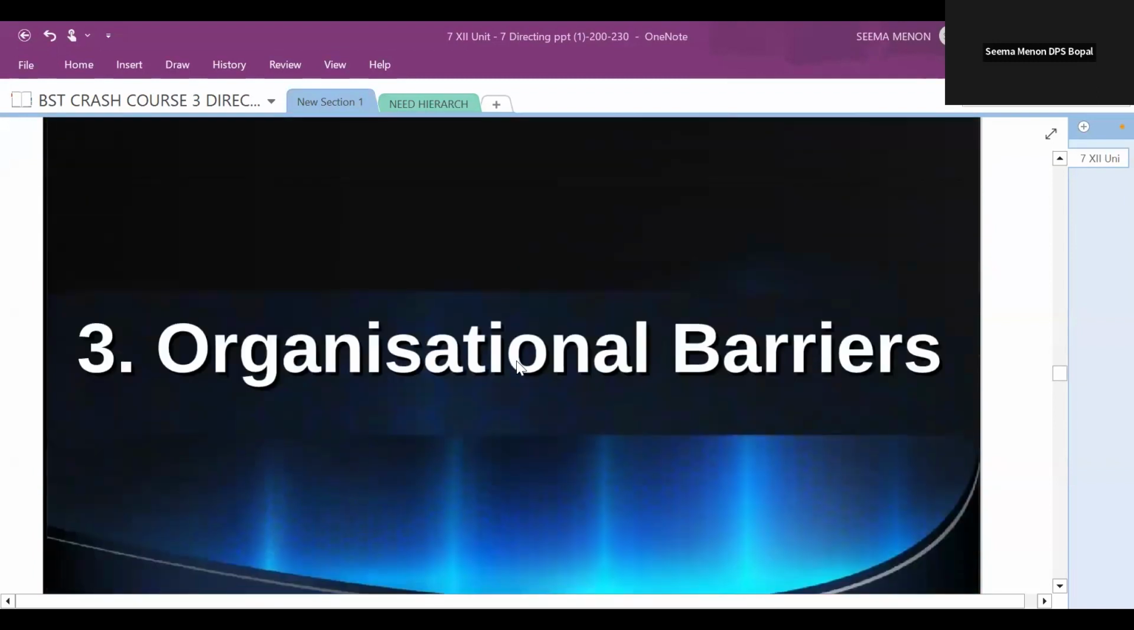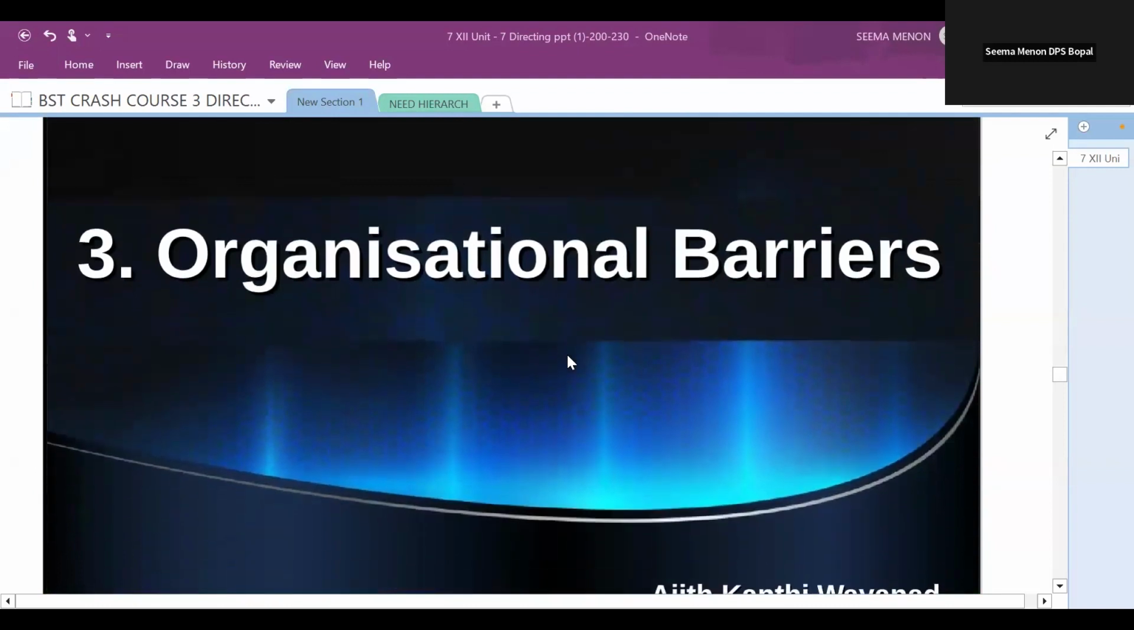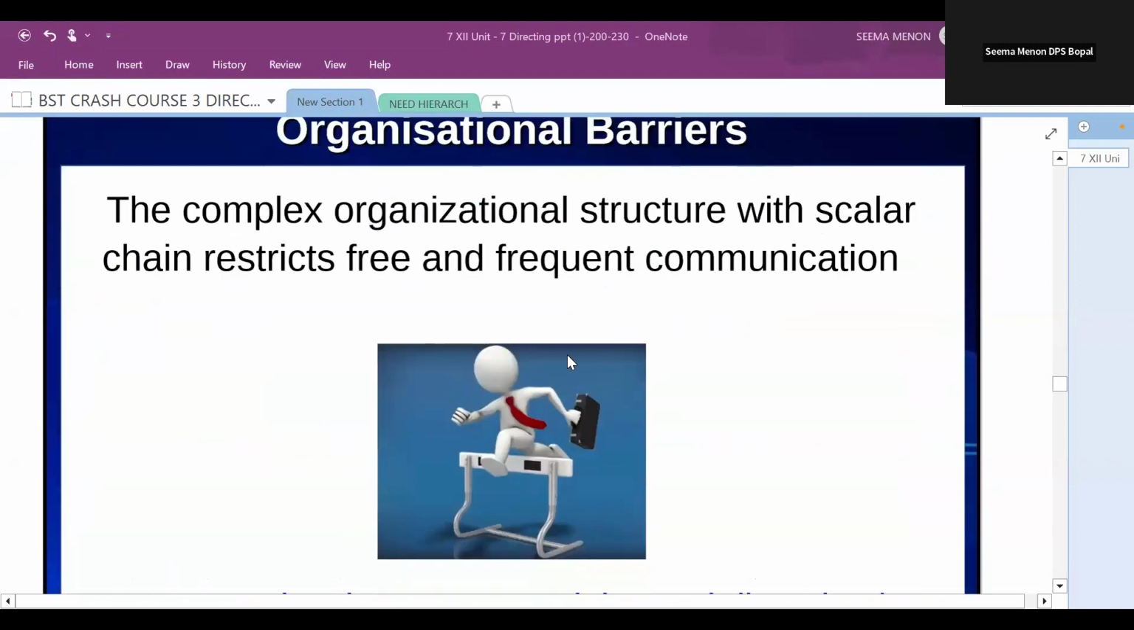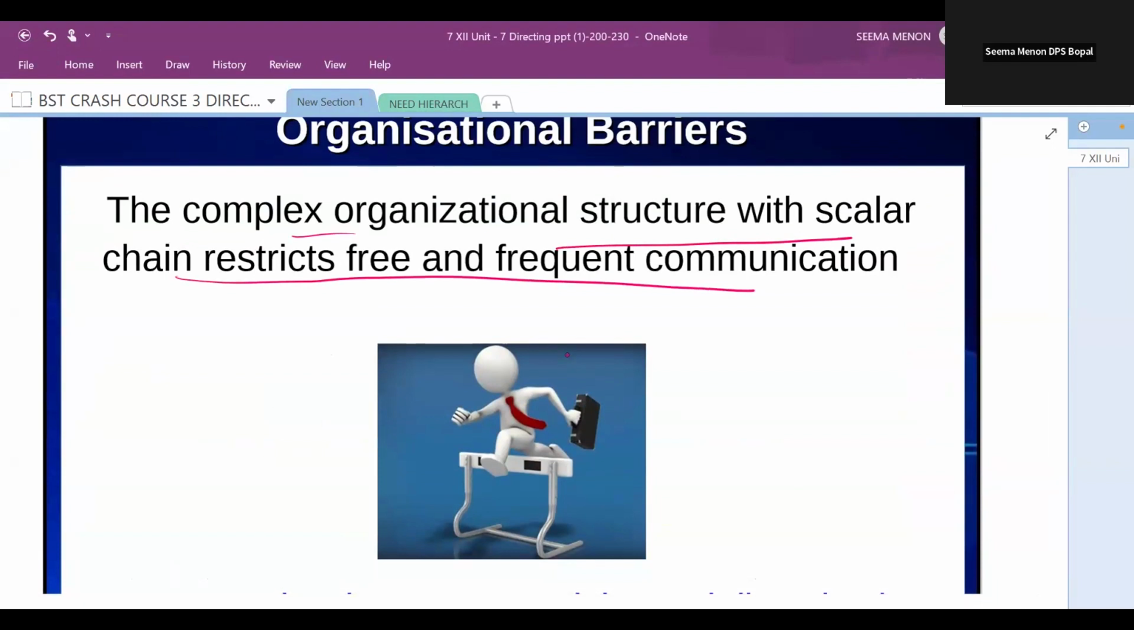Moving on to the next barrier, that is the organizational barrier. What do you mean by this? This is one of the most important barriers in effective communication. A complex organizational structure with a scalar chain restricts free and frequent communication. What do you mean by that? In the organization, there is a scalar chain. Scalar chain means from top to bottom, to whom we have to report. Sometimes in some organizations the structure of that scalar chain will be very complex. Because of that, the hierarchical structure becomes very complicated, and free and frequent communication will not happen.